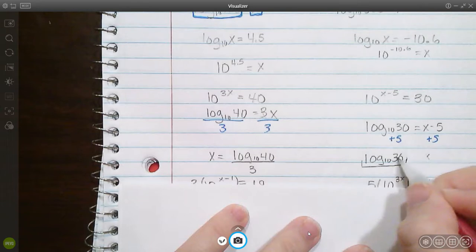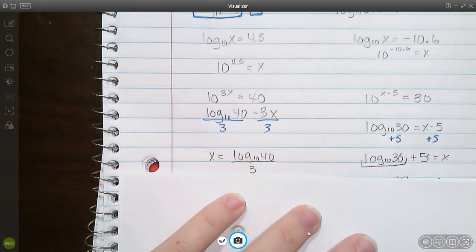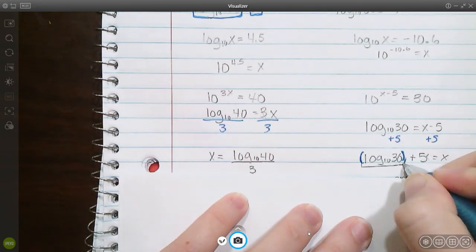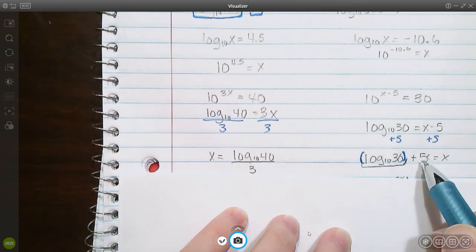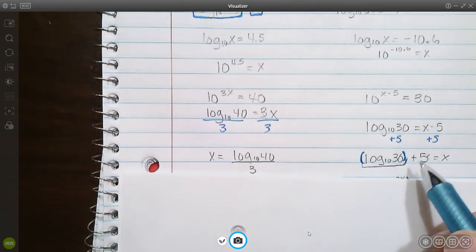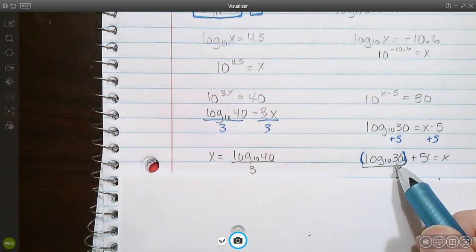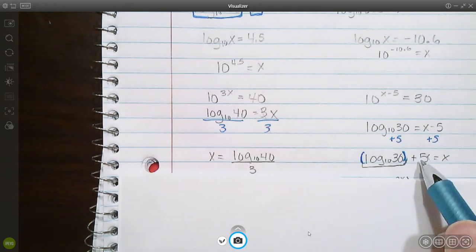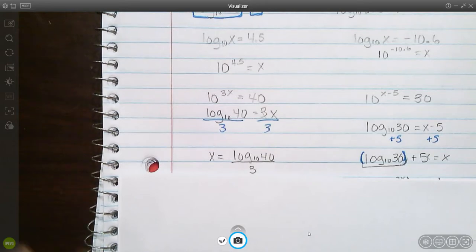So you're going to take this and then add 5 to that. So the correct way, you have to put parentheses around this. So this is one number, so you have to put parentheses around it and then add 5. So if you were to type it into your calculator, you would put log base 10 of 30. You would either hit enter and then plus 5 or put parentheses around this and then add 5. And we have x solved for, so this is a good answer.